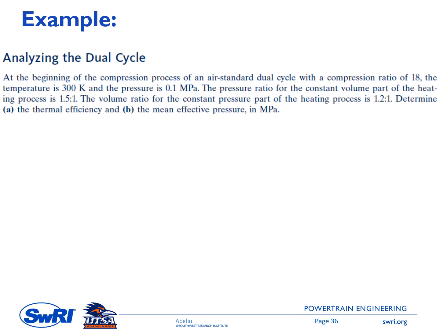Okay, let's have a look at an example of this dual cycle. At the beginning of the compression process of an air standard dual cycle with a compression ratio of 18, the temperature is 300 Kelvin and the pressure is 0.1 megapascal. The pressure ratio for the constant volume part of the heating process is 1.5 to 1. The volume ratio for the constant pressure part of the heating process is 1.2 to 1. Determine the thermal efficiency and the mean effective pressure in megapascal.